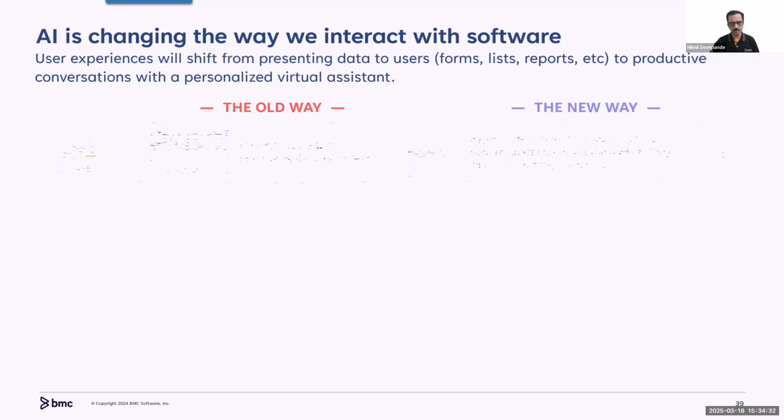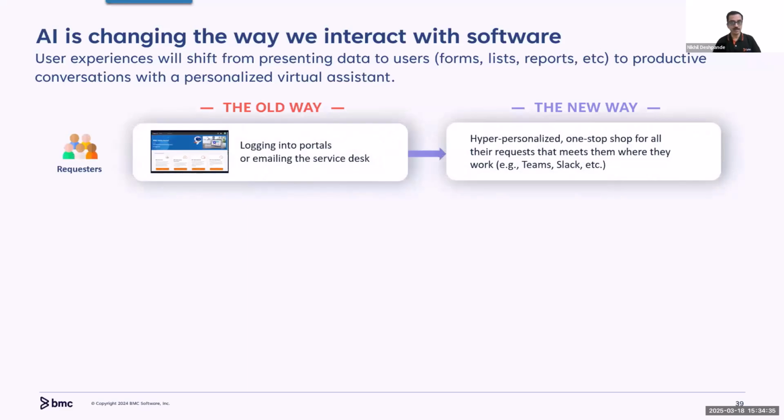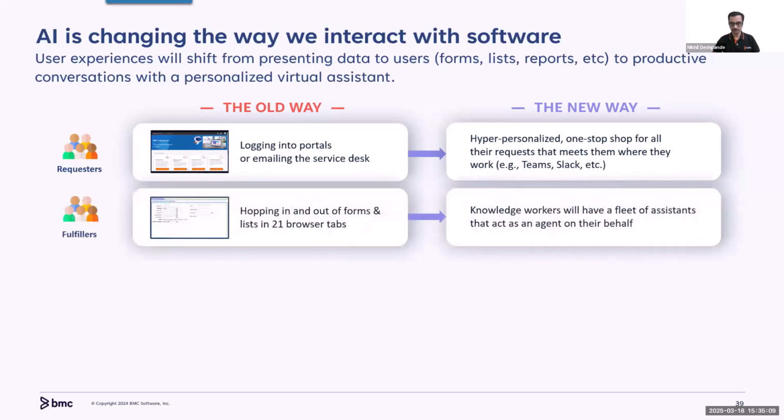Let's look at what the old ways of doing things are and what the new ways are. If you look at requesters, typically for the service catalog, you would log into a portal, email the service desk, pick up the phone and call the service desk, walk in, whatever. That's the old way. The new way is to have a communication channel of choice, such as Slack or Teams, where you don't need a UI to interact with the system. Your interaction is through a conversational interface.